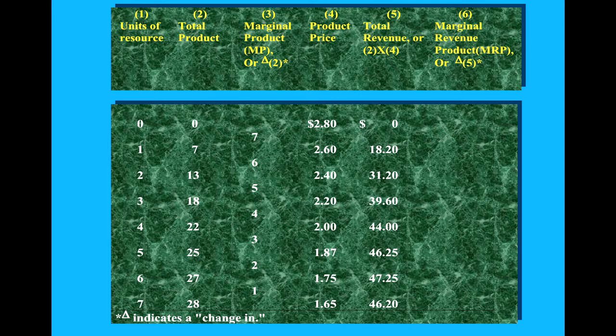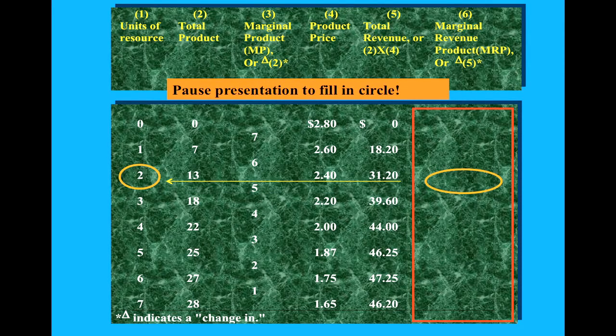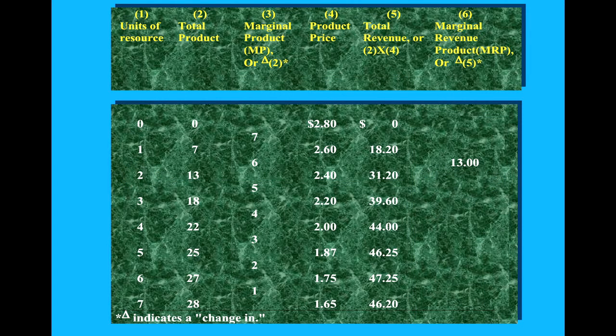Now let's try something more difficult. Let's recalculate the marginal revenue product in column 6. What would the MRP be for 2 units of labor? The answer is $13. Here's how we calculate that. The second worker's marginal product is 6 units. These 6 units can be sold for $2.40 each, or as a group for $14.40.